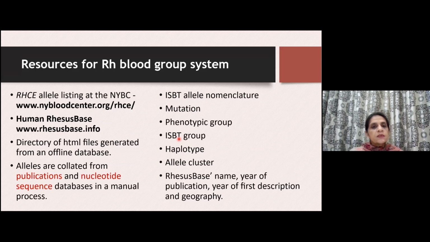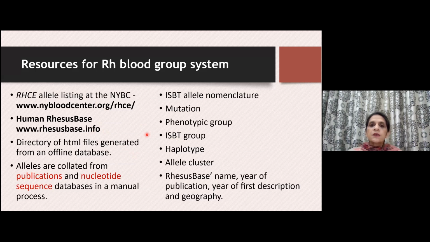But besides this, there are resources which are specific for the Rh blood group system. That is the RHCE allele listing at the New York Blood Center website and the RhesusBase, which is a very important site for the D antigen and its variants. This site contains a directory of HTML files generated from an offline database, and the alleles are collated from publications and nucleotide sequence databases in a manual process.